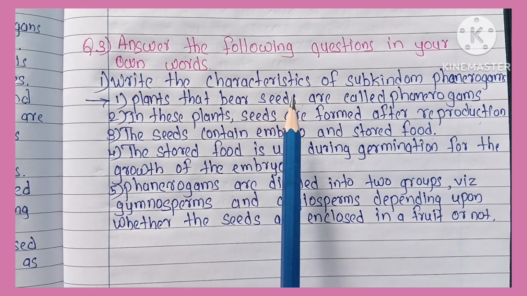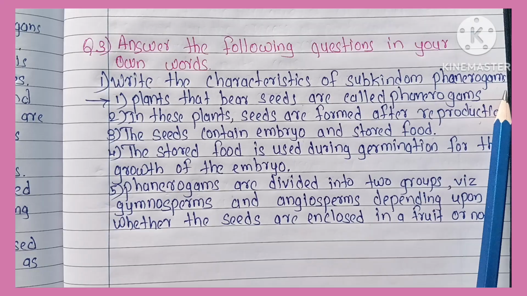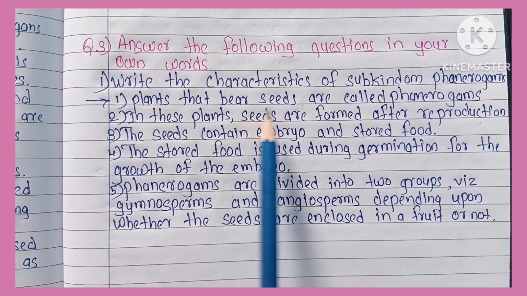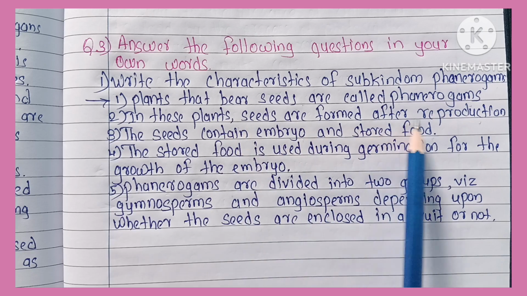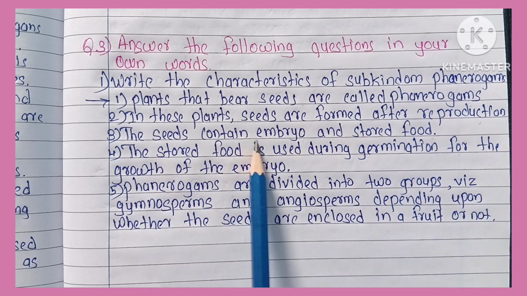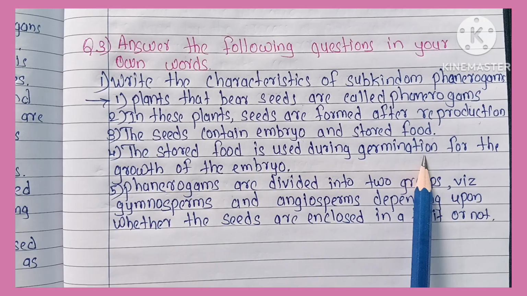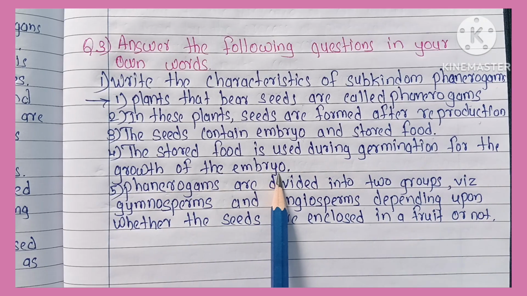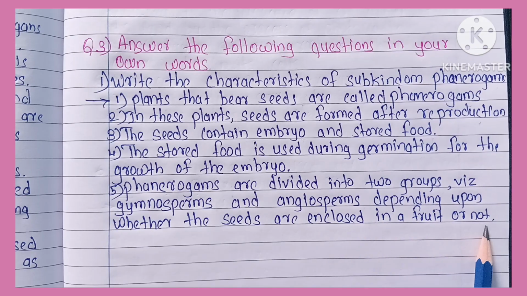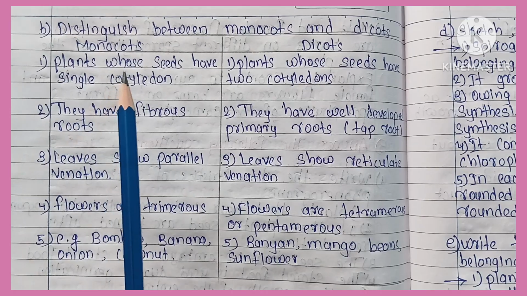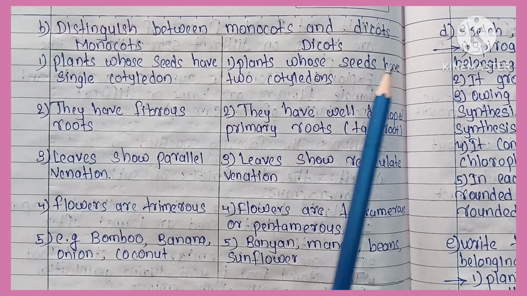First, write the characteristics of subkingdom phanerogams. The answer is, plants that bear seeds are called phanerogams. In this plant, seeds are formed after reproduction. The seeds contain embryo and store food. The stored food is used during germination for the growth of the embryo. Phanerogams are divided into two groups, gymnosperms and angiosperms, depending upon whether the seeds are enclosed in a fruit or not.